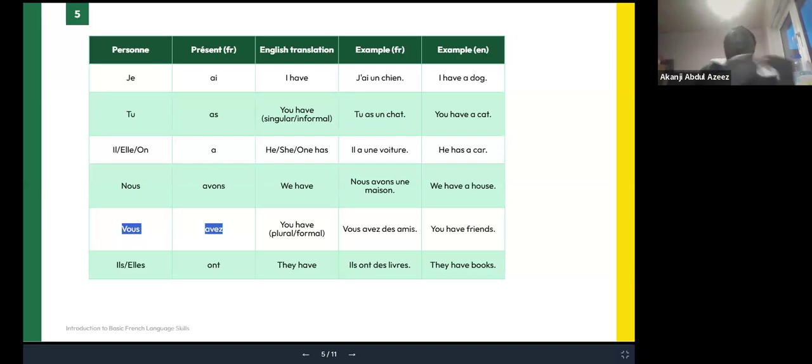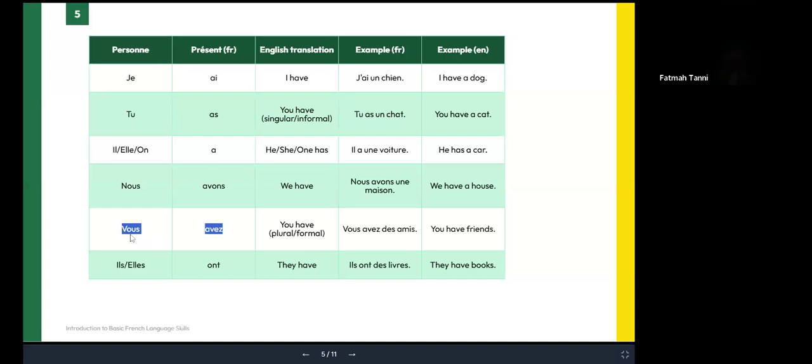But if it's on its own, you don't pronounce the S. The S becomes silent. But if you want to pronounce it with a word that starts with a vowel, that is A, I, O, U, it changes the S to Z. So vous avez. Can you pronounce it?